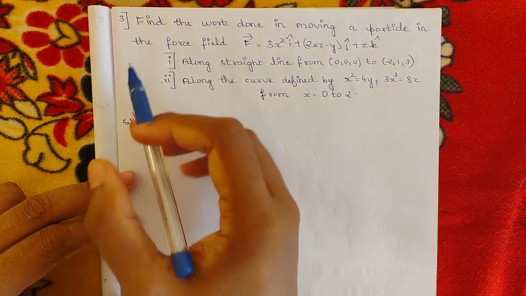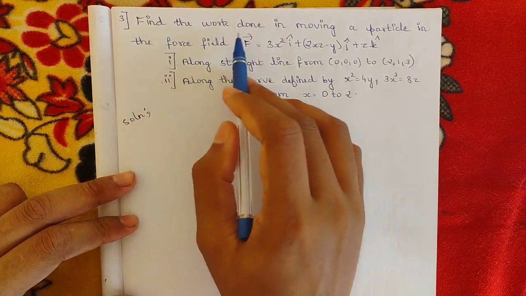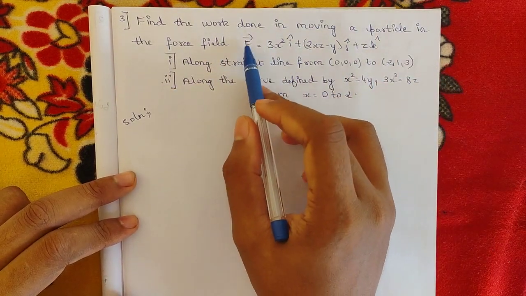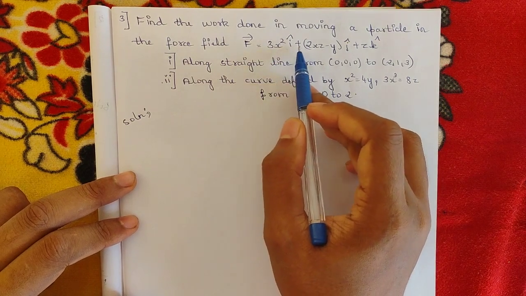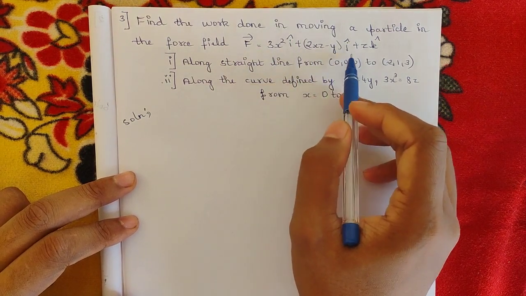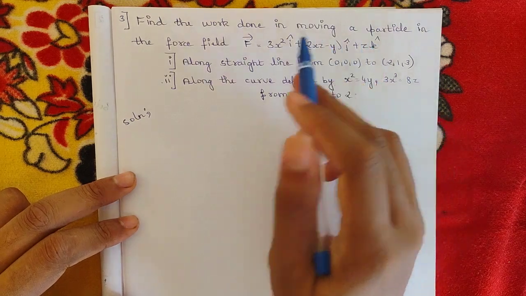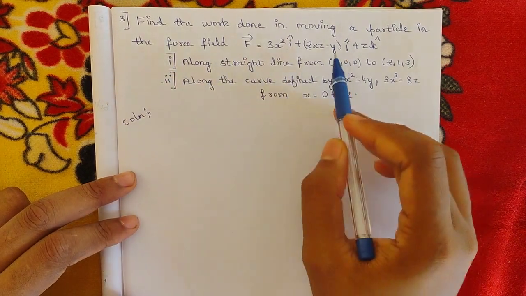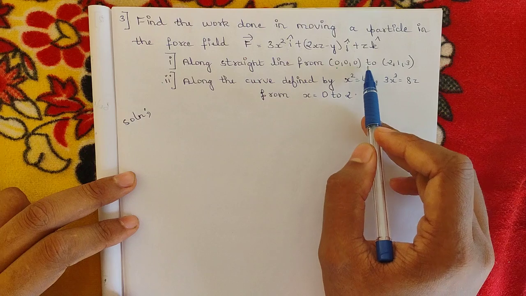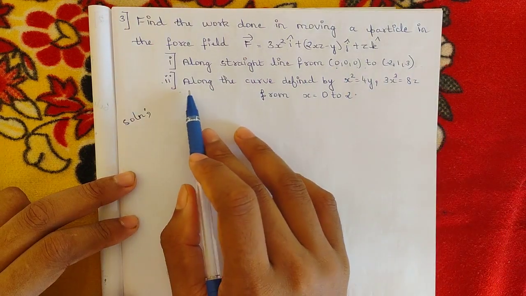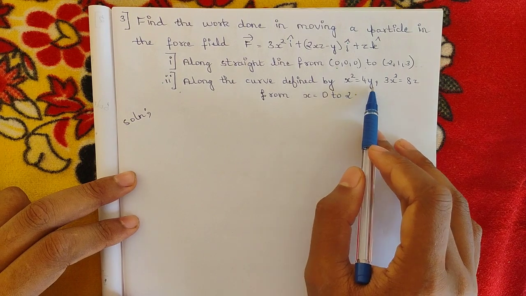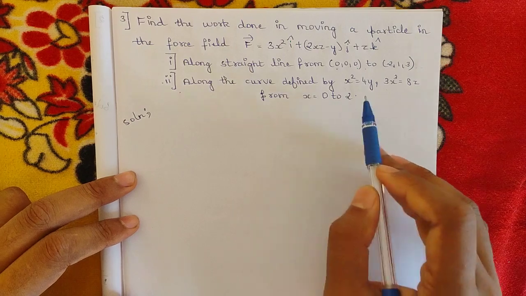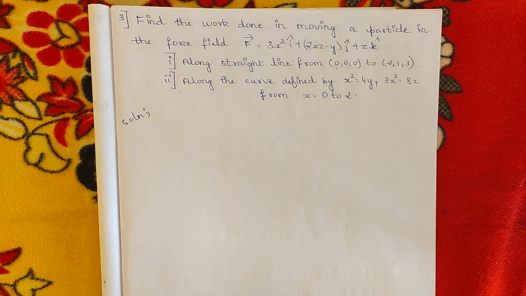So this is the first question of this video, question number 3. Find the work done in moving a particle in the force field mentioned as force F vector is equal to 3x square i cap plus (2xz minus y) j cap plus z k cap. And there are two conditions given here. This force is moving firstly along the straight line from the points 0, 0, 0 to 2, 1, 3, and next along the curve defined by x square is equal to 4y, 3x cube is equal to 8z from the interval x is equal to 0 to 2. Okay, so these two are the conditions given.